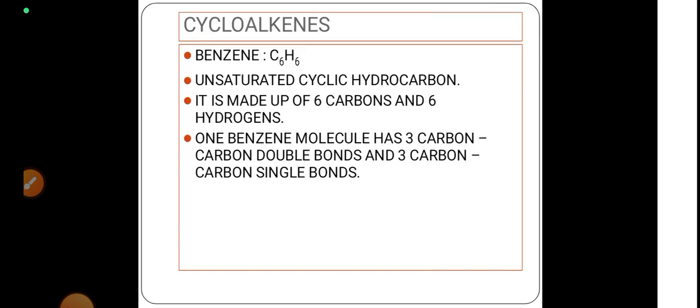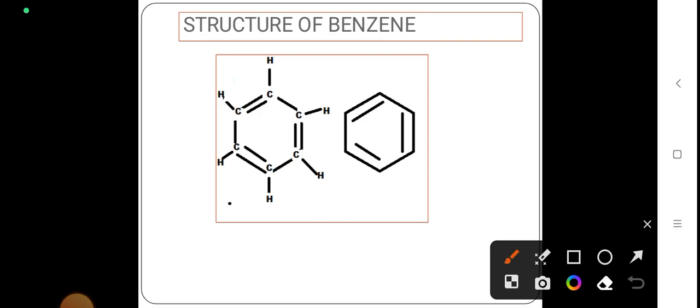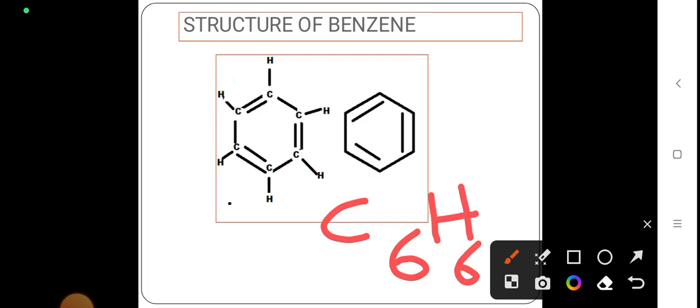It is mainly made up of 6 carbons and 6 hydrogens. One benzene molecule has 3 carbon-carbon double bonds and 3 carbon-carbon single bonds. So let us understand the structure. Here, there are 6 carbon atoms and 6 hydrogen atoms. And mainly benzene is a conjugated system.